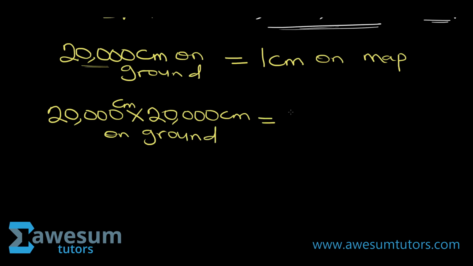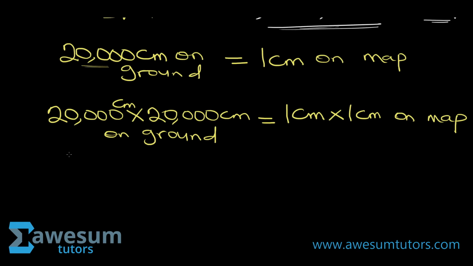Equals to, now on the map, 1 centimeter times 1 centimeter, because area is going to be L squared, length times length, or you say length times breadth, depending on the shape you are looking at, right? So it's going to be L squared. So on the map now, 1 centimeter times 1 centimeter on the map. In this case, 20,000 centimeters times 20,000 centimeters is going to give us what?